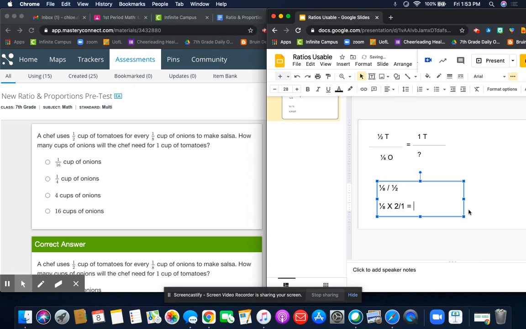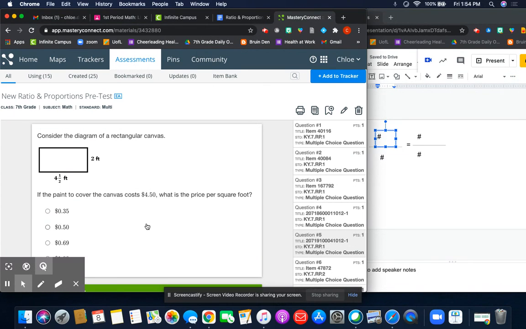So we need to do our numerator times our numerator. 2 times 1 is 2. Denominator times denominator. 8 times 1 is 8. If I look at my answer choices, 2/8 was not one of them. This can be simplified. Both are divisible by 2. You end up with 1/4.